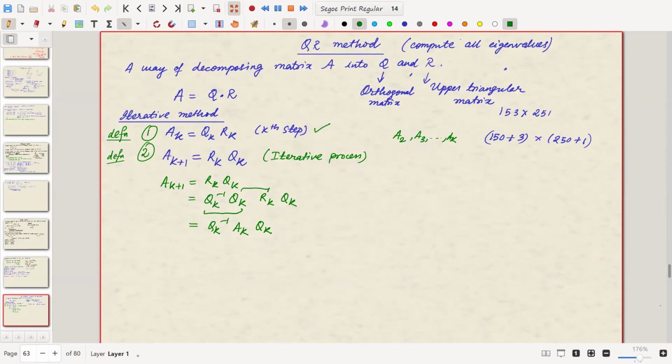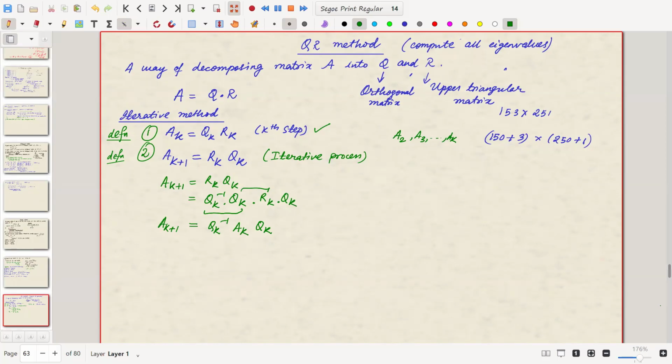So now what I am doing is, this is multiplied with each other. Now Q_k into R_k, this should ring a bell, I have seen it somewhere. I have seen it in step 1. A_k is Q_k into R_k. So I just substitute it here. So Q_k inverse A_k into Q_k, right? So you can see that A_{k+1} is written as Q_k inverse A_k into Q_k.